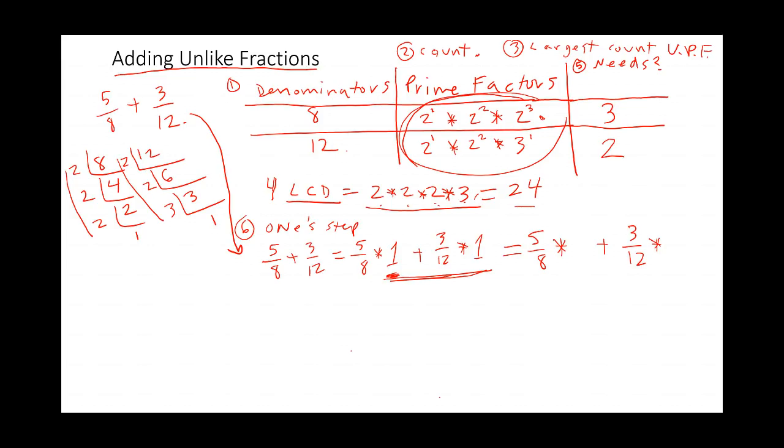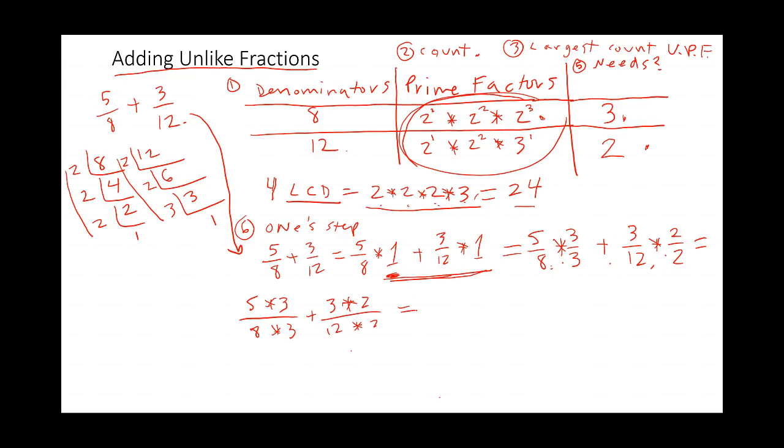Well, now we ask, what does 8 need? It needs a 3. So I'm going to write 3 over 3, which is 1. Now I'm going to ask the question of 12. What does it need? It needs a 2. So I write 2 over 2. That is times 1. So now we can do multiplying and then adding. Rewrite it down here: 5 times 3 over 8 times 3, plus 3 times 2 over 12 times 2.